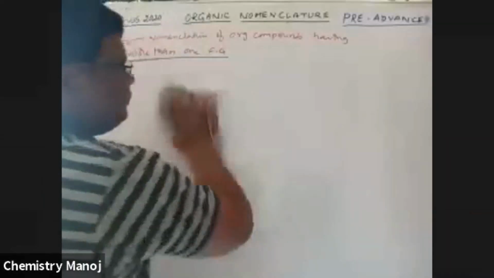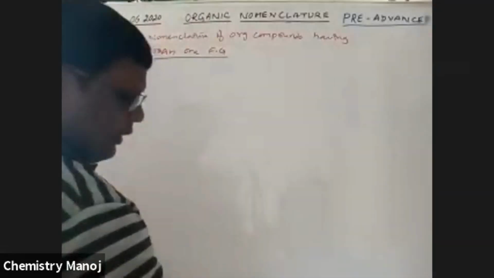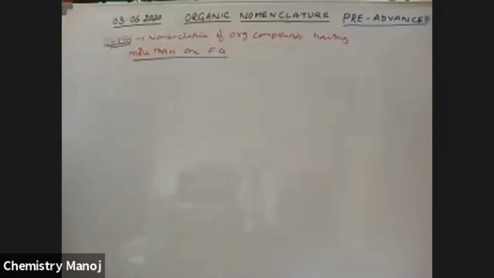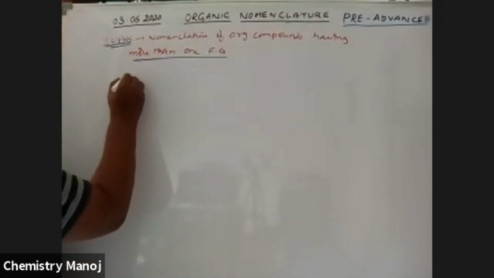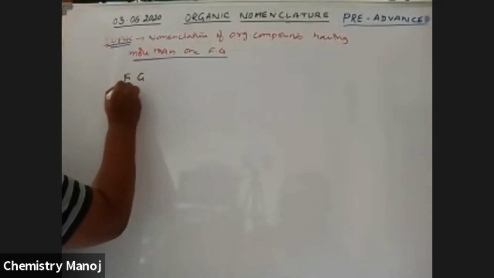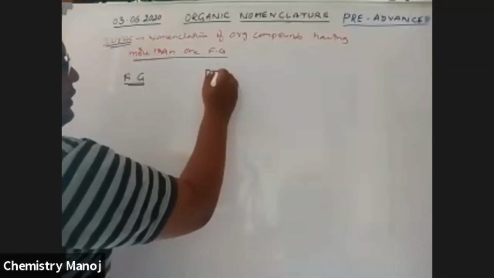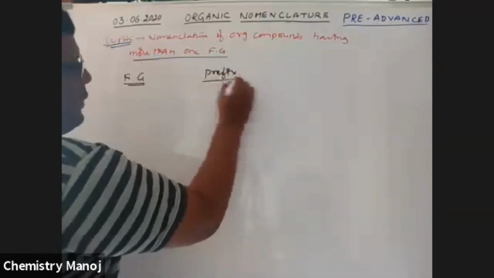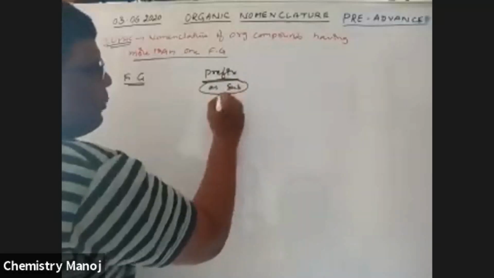Now, these functional groups act as both primary suffix as well as secondary suffix. So see here, I am writing primary suffix and secondary suffix. What are the names of those functional groups? So this is the functional group as a prefix. That means as a substituent. That means low priority.